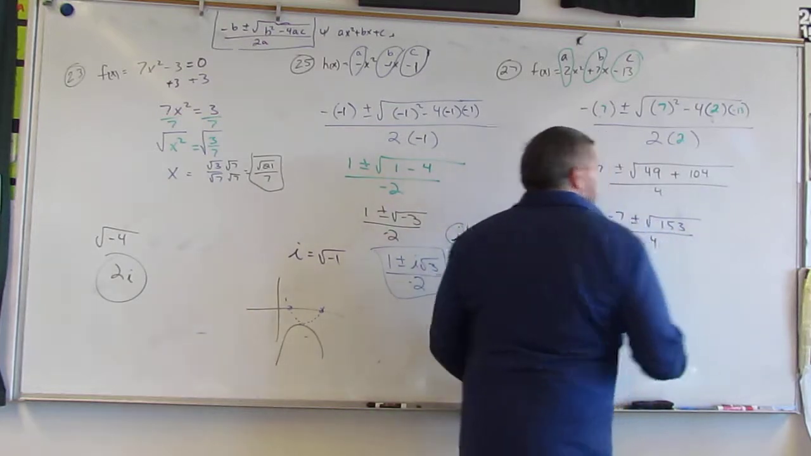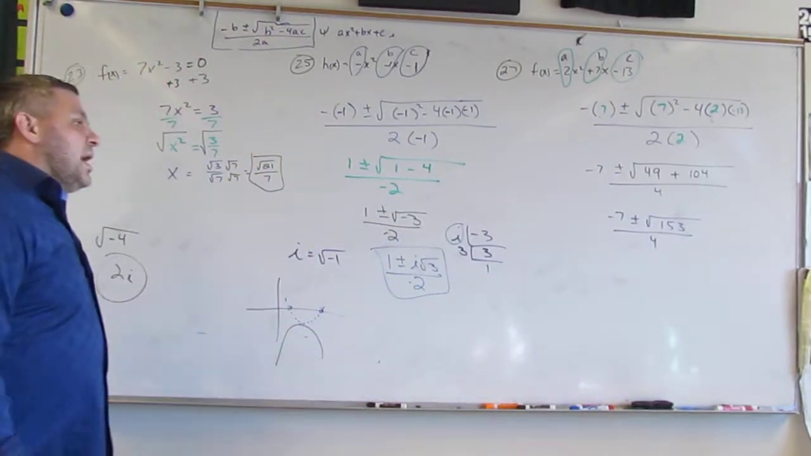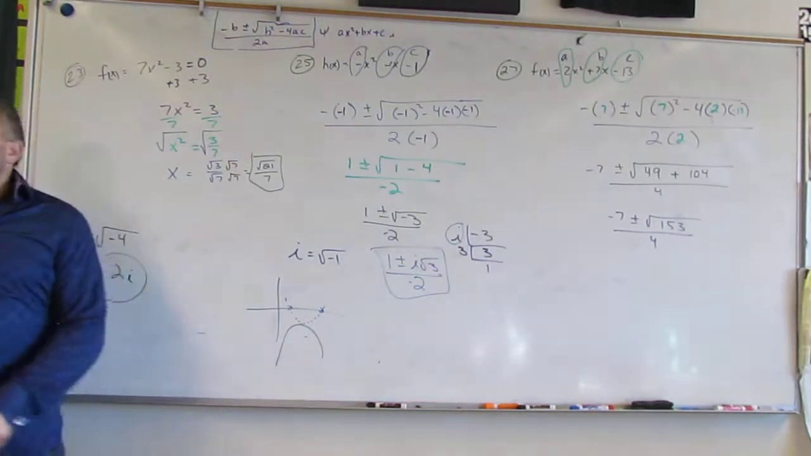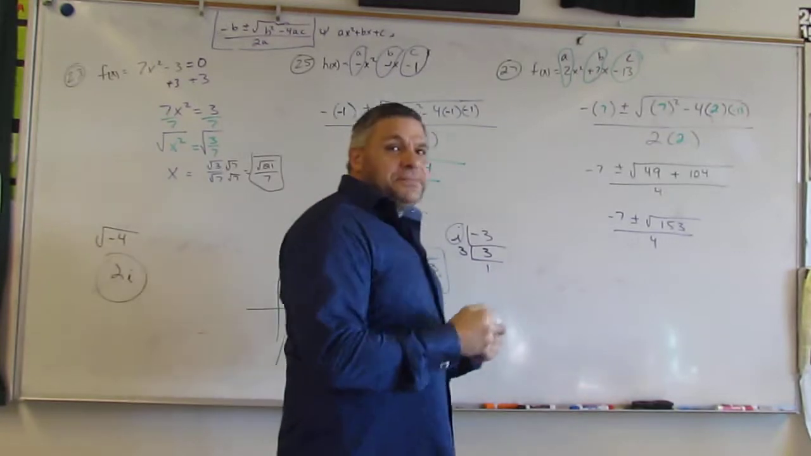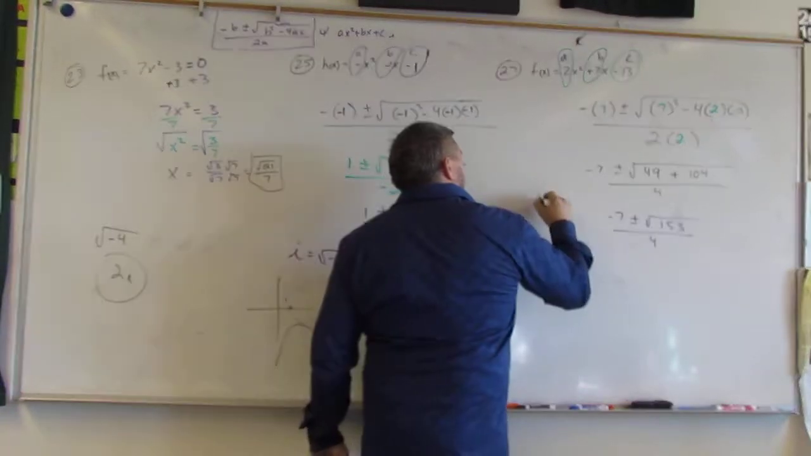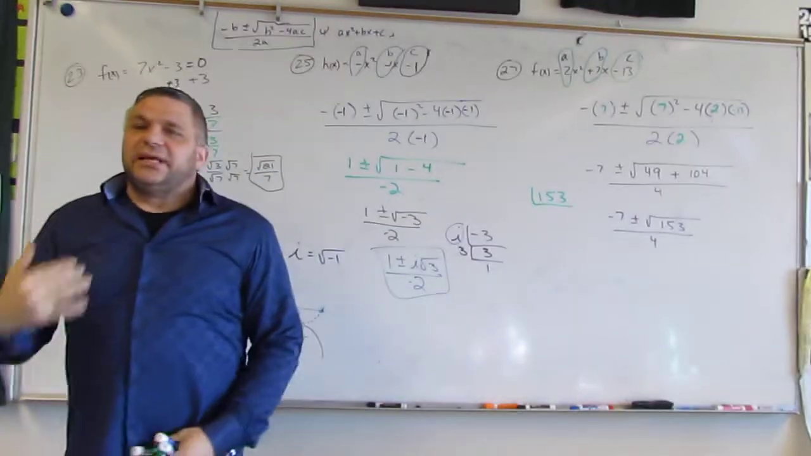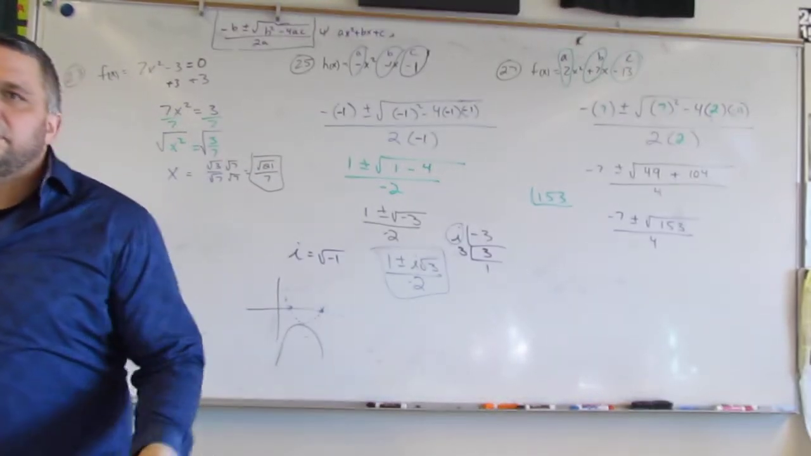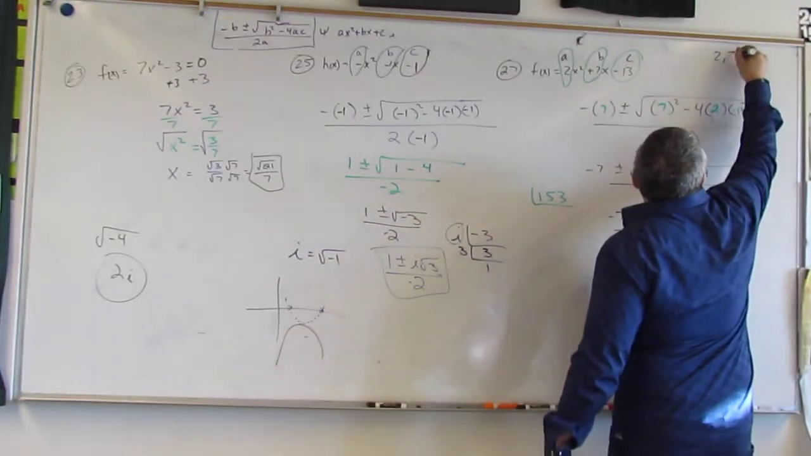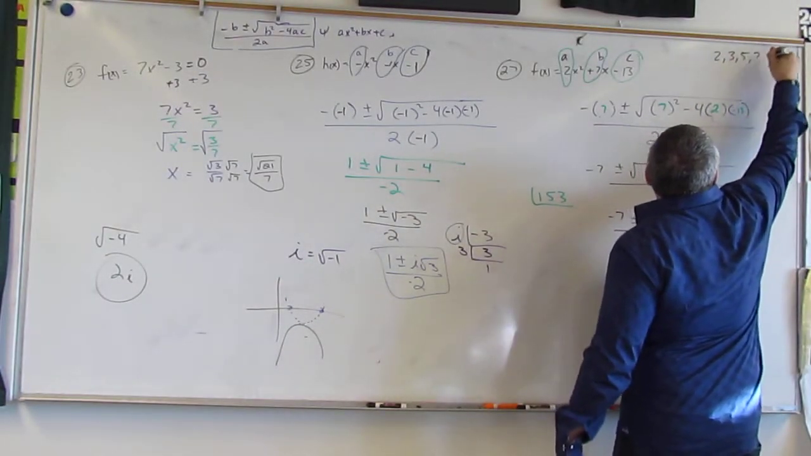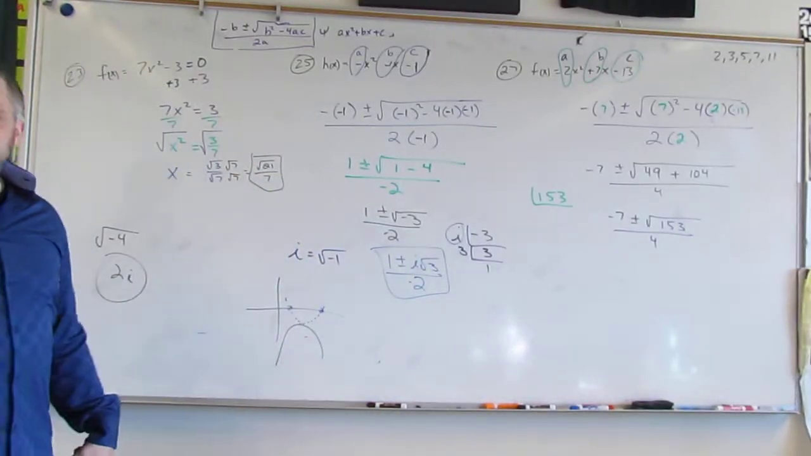All right. Now here's where it's getting interesting. How do I break up 153? Upside down division. So 153, I'm going to break that down. Is it even? No. So 2 won't go into it. Remember, 2, 3, 5, 7, 11. Those are your primes.